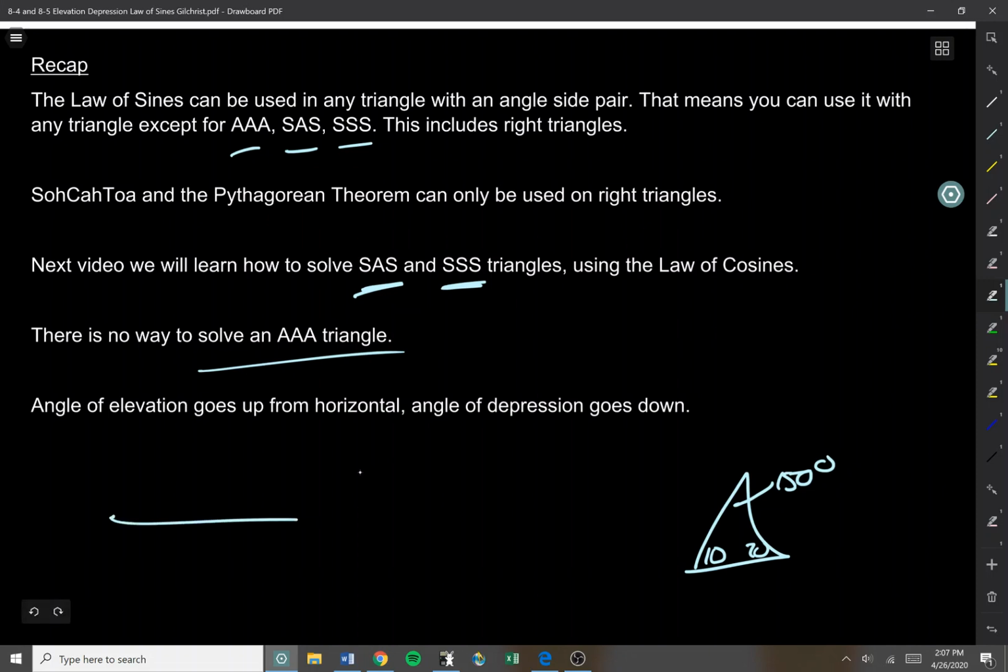Also, don't forget, angle of elevation goes up, depression goes down. We're done.